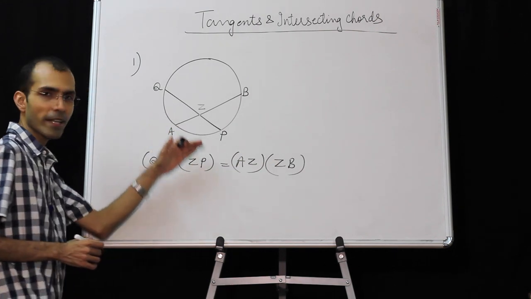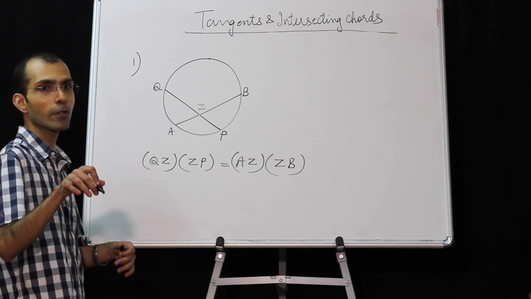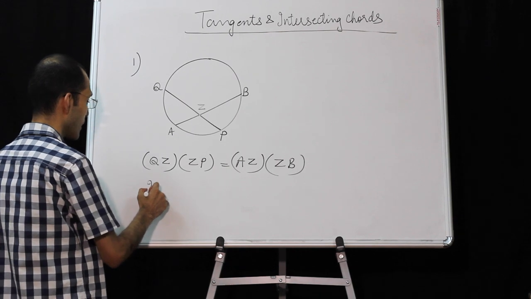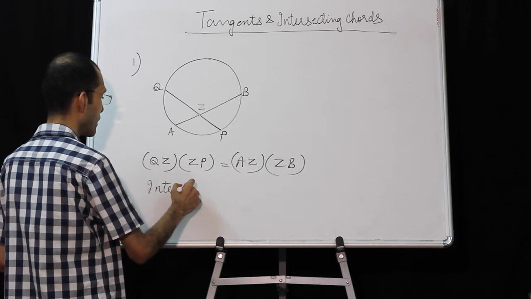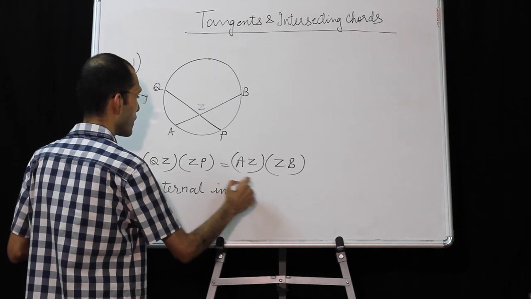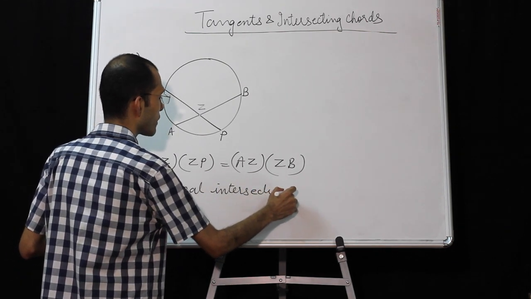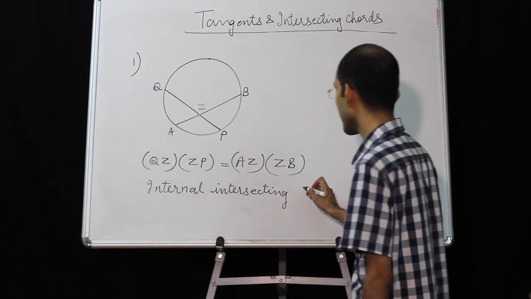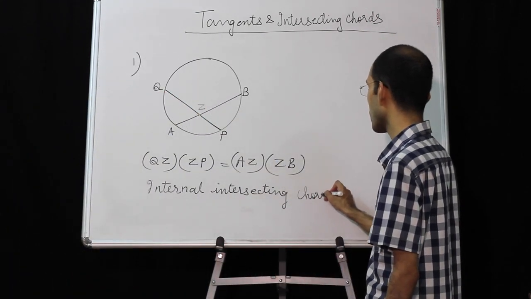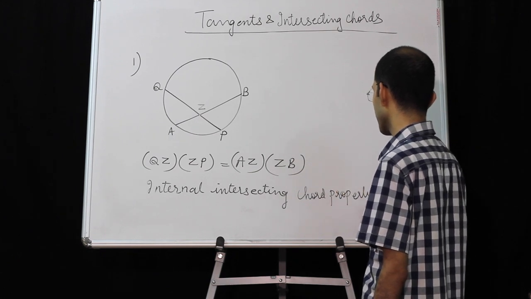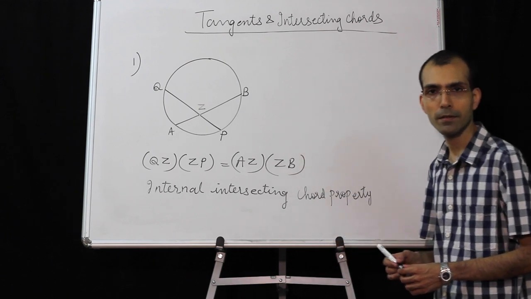I suggest you write down these properties before we come to numericals. It will be easier for you to grasp the numericals. This is known as internal intersecting chord property. This reason is what you would write in the exam. Internal intersecting chord property. Comfortable with this?